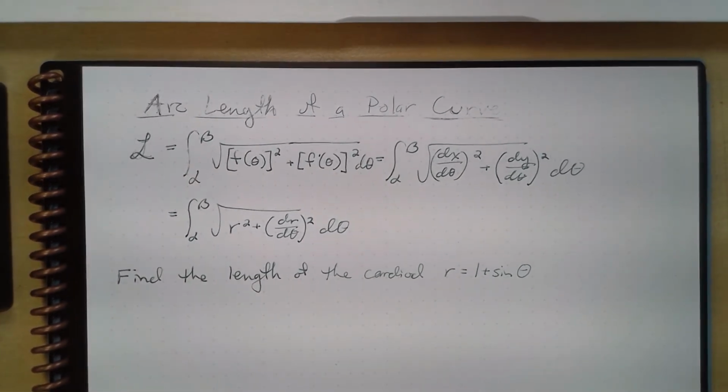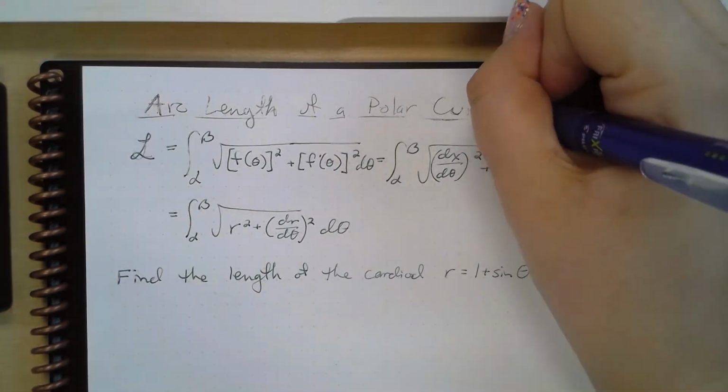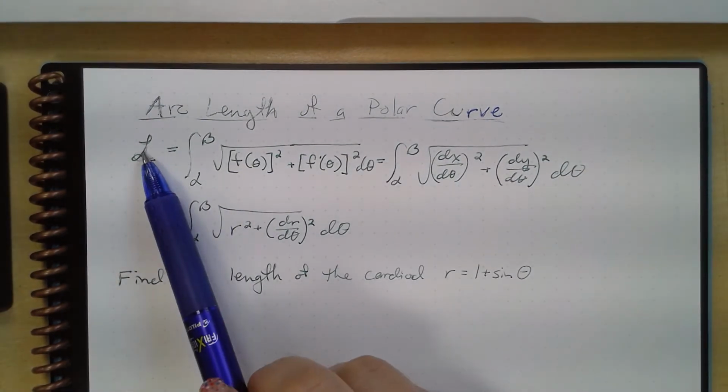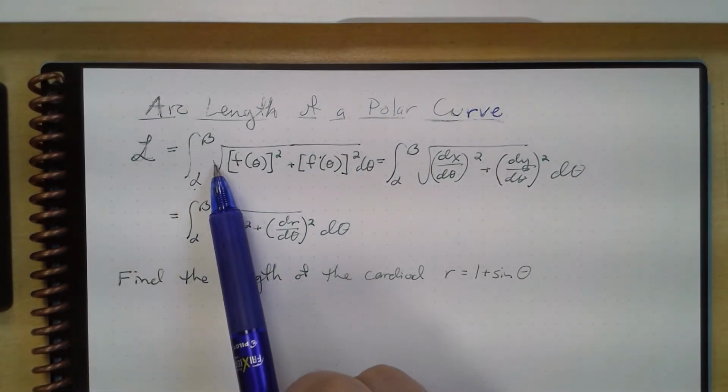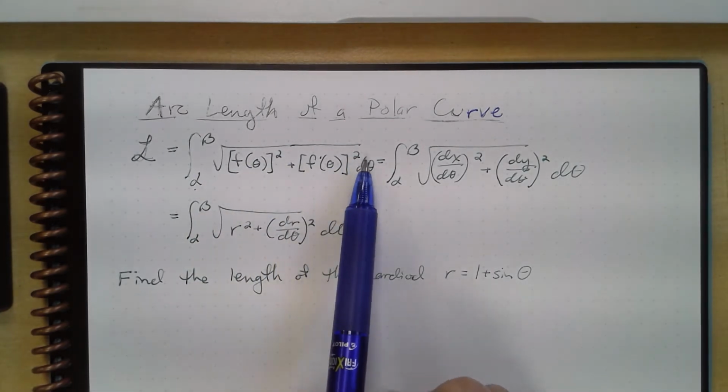All right, so in our previous video, we talked about finding the area using polar curves, and now we're going to talk about finding arc length using polar curves. We have a formula for arc length. The length of an arc from alpha to beta is equal to the integral of the square root of f of theta squared plus f prime of theta squared d theta.